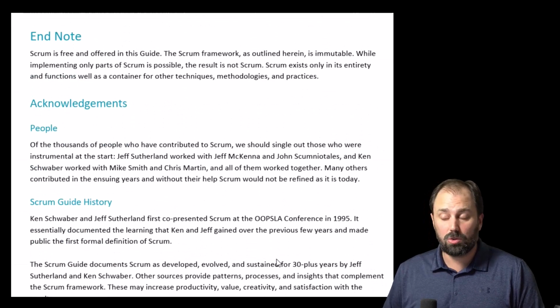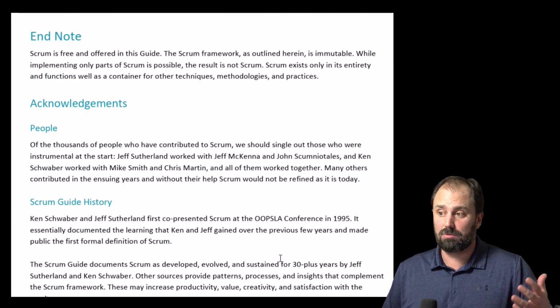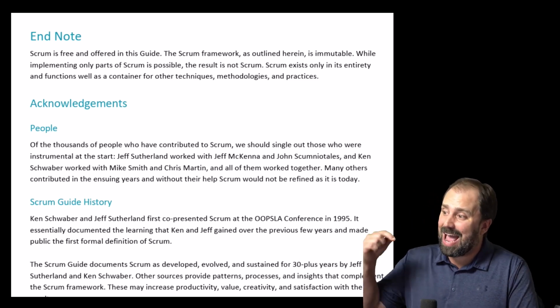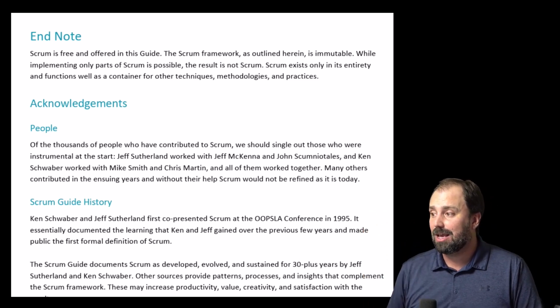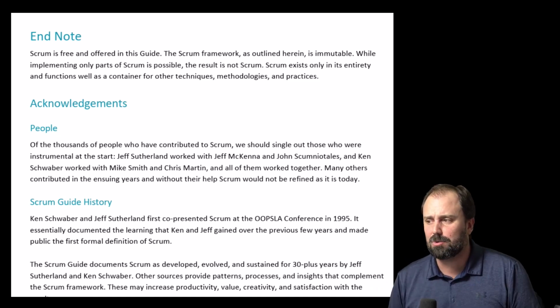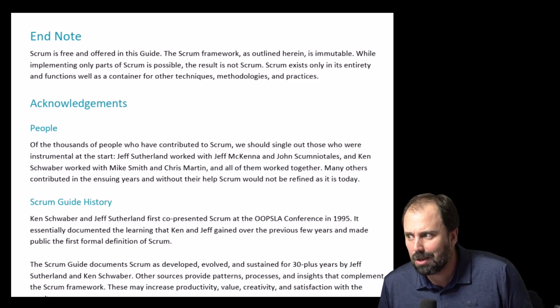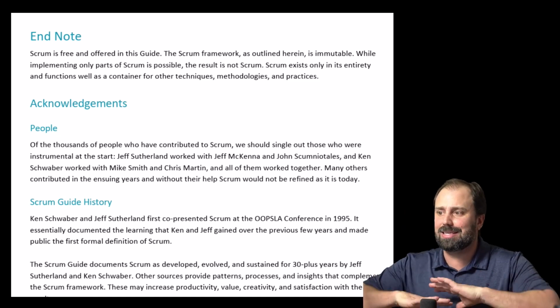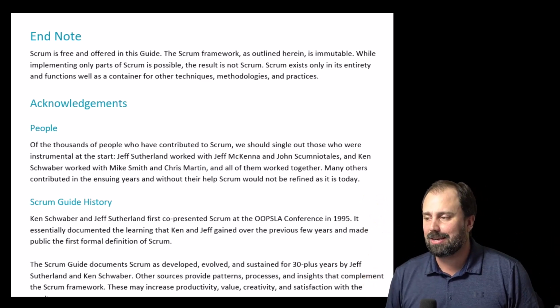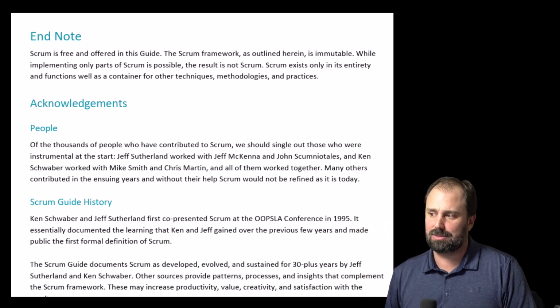Now, the end notes of the Scrum Guide are as follows. Scrum is free and offered in this guide. The Scrum framework as outlined herein is immutable. While implementing only parts of Scrum is possible, the result is not Scrum. Scrum exists only in its entirety and functions well as a container for other techniques, methodologies, and practices.